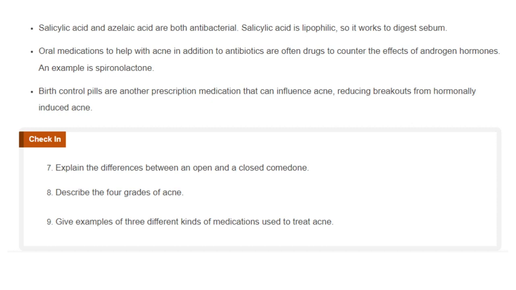Oral medications to help with acne in addition to antibiotics are often drugs to counter the effects of androgen hormones. An example is spironolactone. Birth control pills are another prescription medication that can influence acne, reducing breakouts from hormonally induced acne.